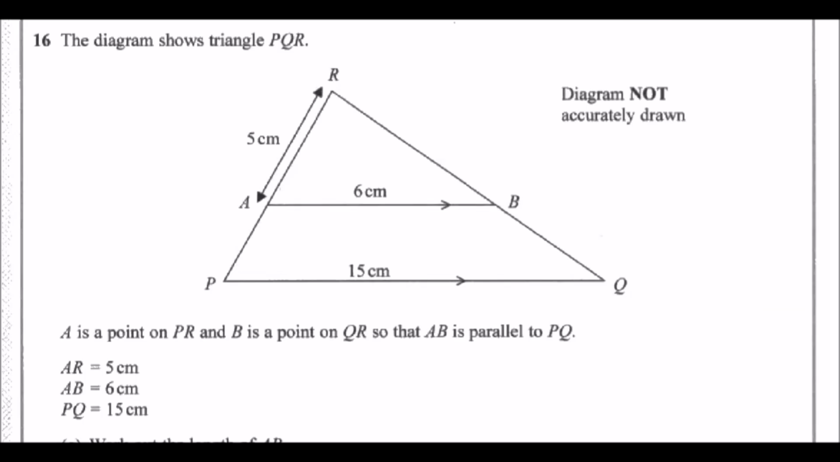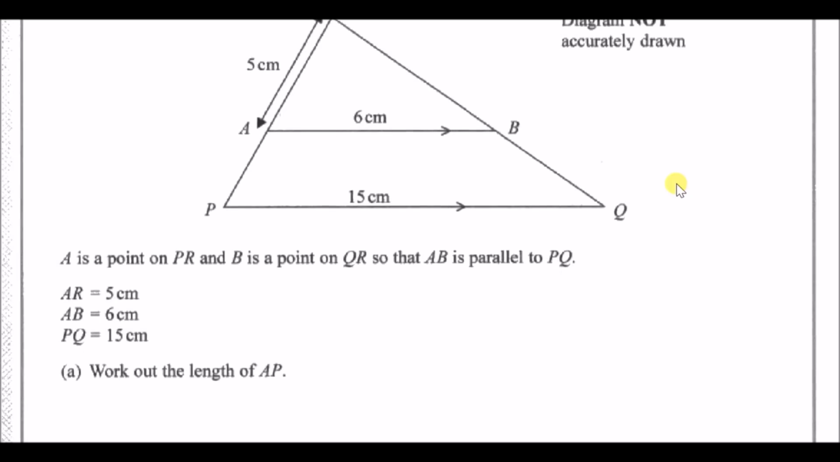Okay. Alright, number 16. The diagram shows triangle PQR. So it looks like we have a small triangle and we have pretty much an identical similar triangle which has been expanded. Now let's have a read. A is a point on PR, which is here, and B is a point on QR over here, so that AB, this line, is parallel to this line PQ. Alright, good.